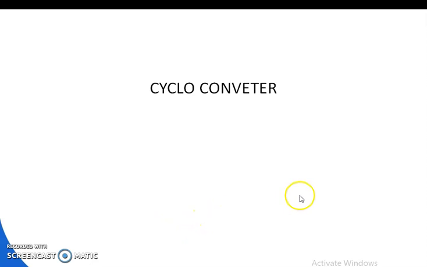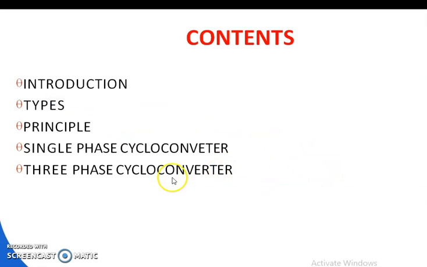So today we discuss another category of power converter, that is the cyclo-converter. Already we discussed the other categories of converters: AC to DC, that is rectifier; DC to AC, that is inverter; and DC to DC, that is chopper. And today we discuss AC to AC converters, that is nothing but the cyclo-converters.